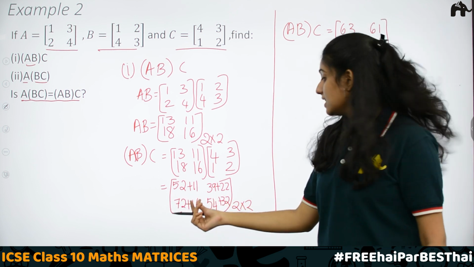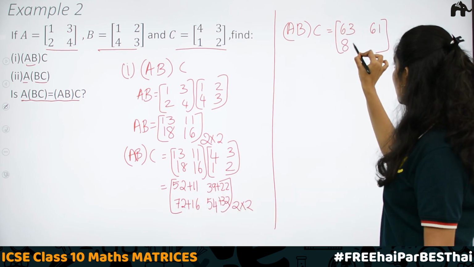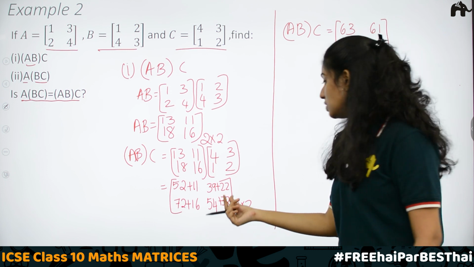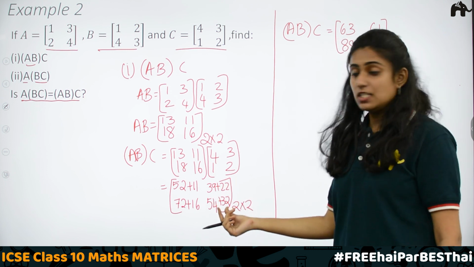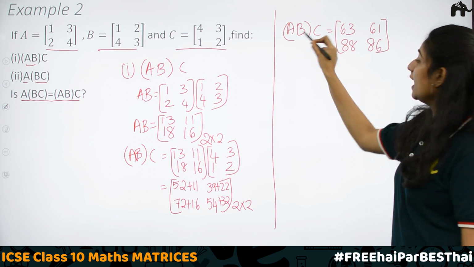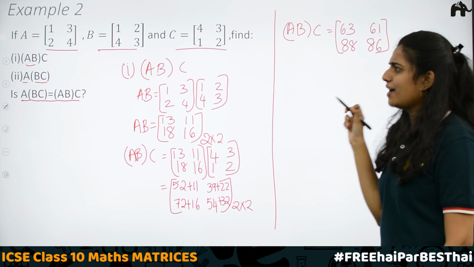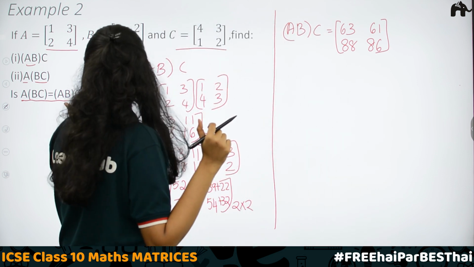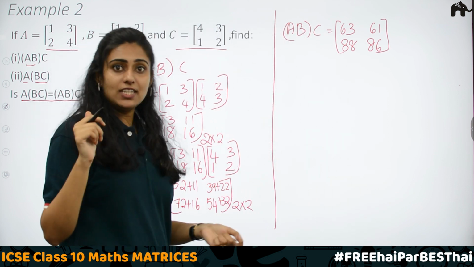72 plus 16, 88. Next, 54 plus 32. 54 plus 30 is 84. 84 plus 2, 86. So, these are the elements of AB into C. Now, you can find A into BC on your own. You have to first find BC, then multiply with A.